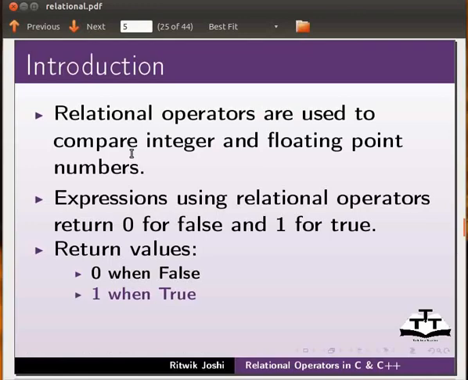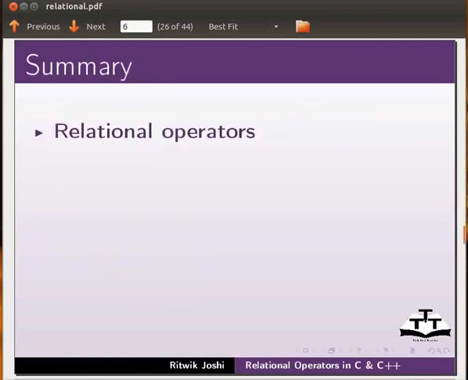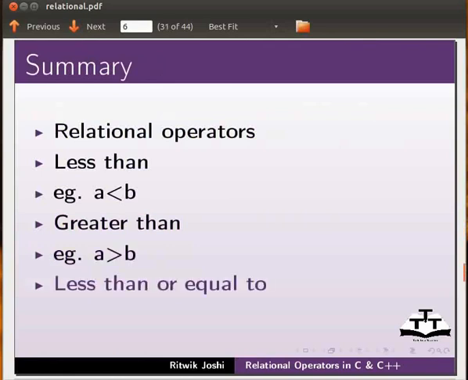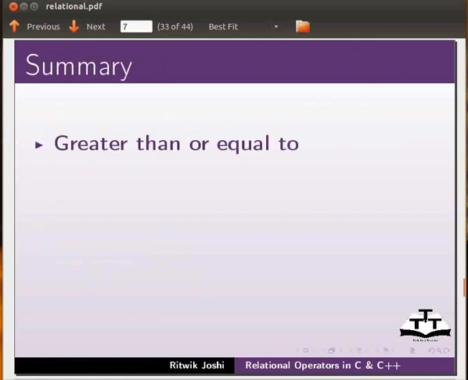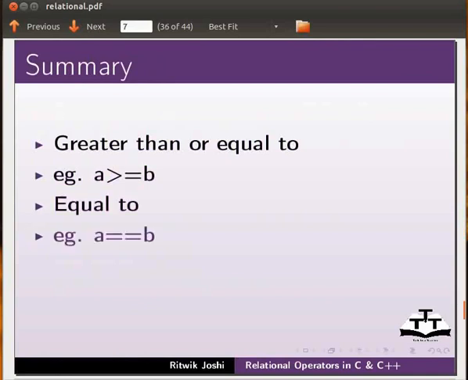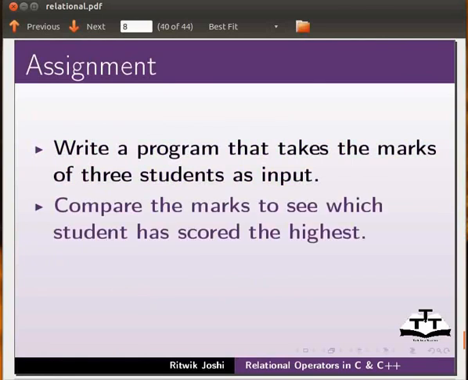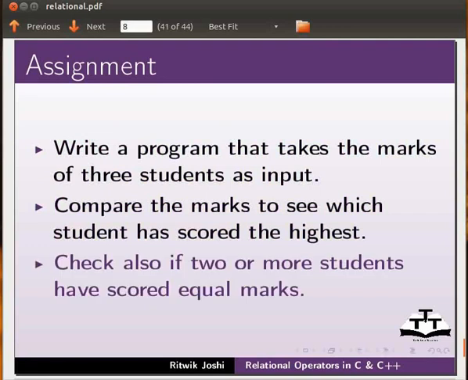Let us now summarize the tutorial. In this tutorial we learned relational operators like less than, example A less than B, greater than, example A greater than B, less than or equal to, example A less than or equal to B, greater than or equal to, example A greater than or equal to B, equal to, A equals B, not equal to, example A not equal to B. As an assignment, write a program that takes the marks of 3 students as input. Compare the marks to see which student has scored the highest. Check also if 2 or more students have scored equal marks.